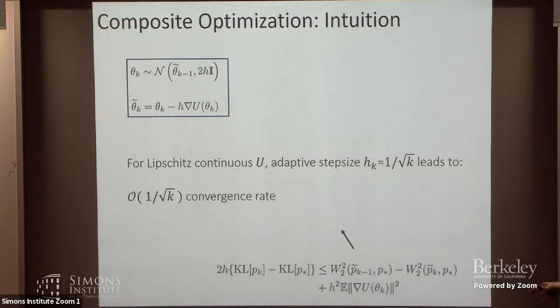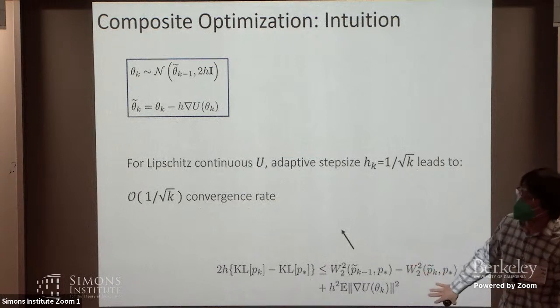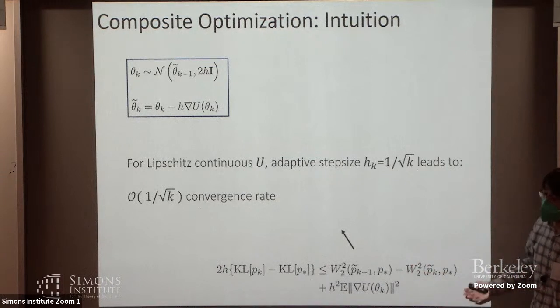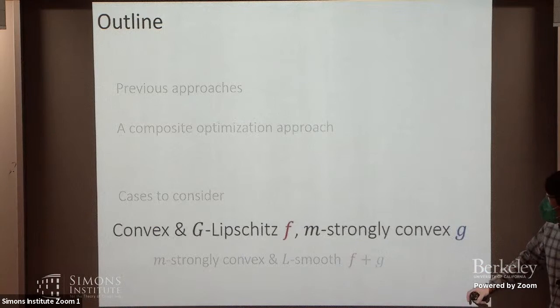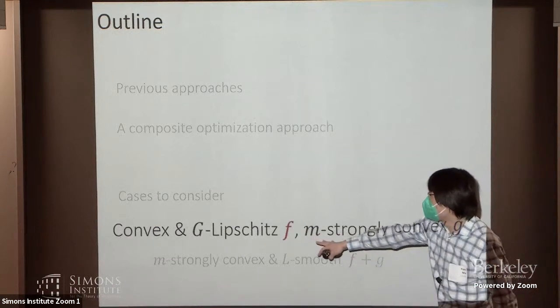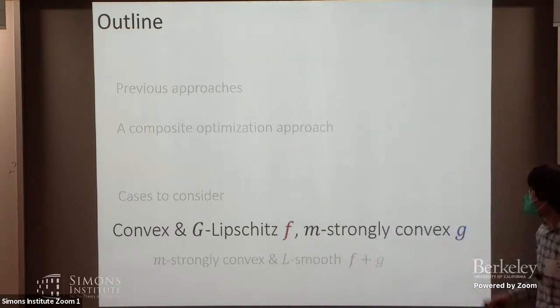The problem, of course, is there's this initial condition dependence, which depends in turn on the dimension, right? So now let's look at the setting that we talked about. That's when we have a convex and Lipschitz continuous f and a strongly convex function g. What would happen?